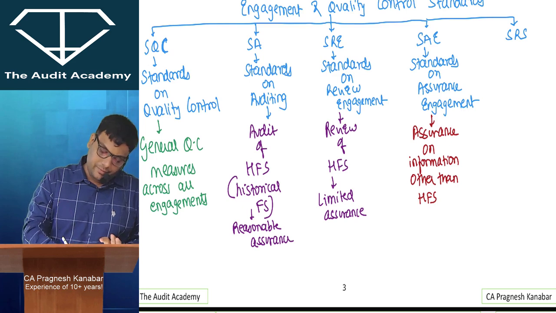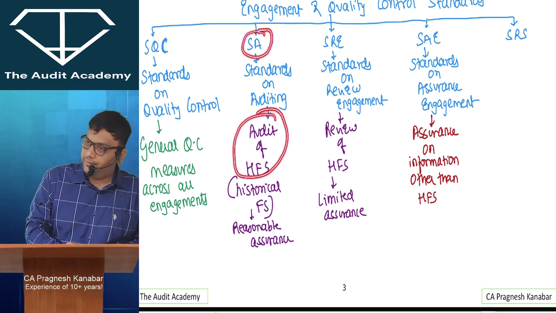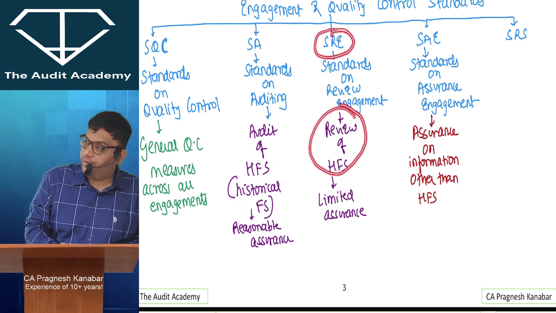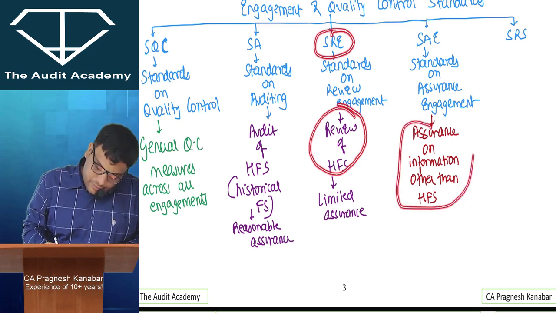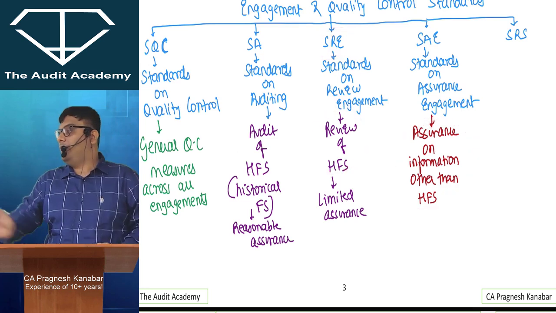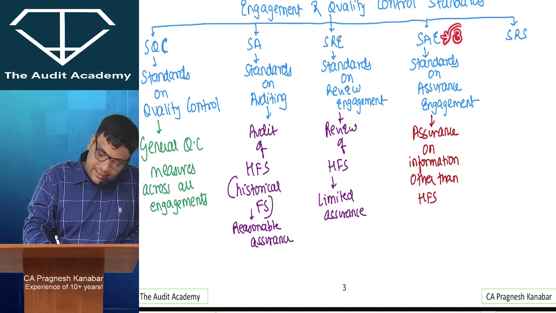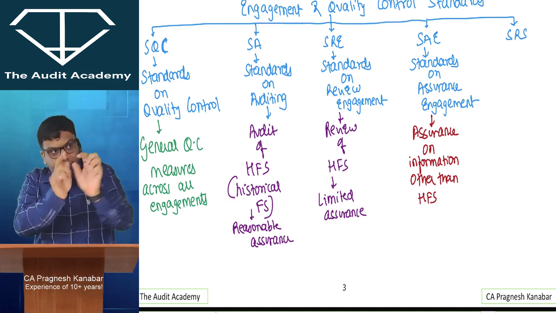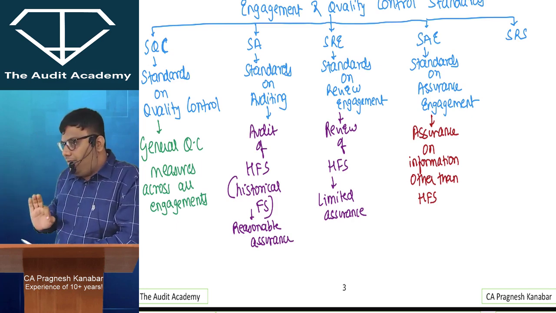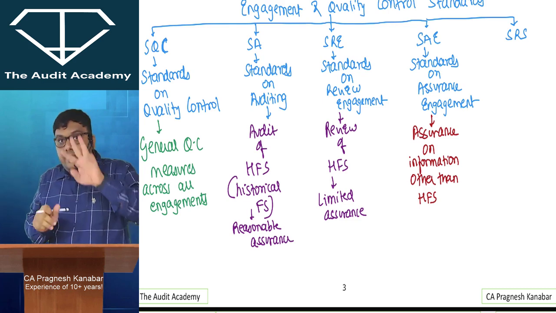Now let me tell you, when I explained SA, I told you what it deals with. When I gave you the explanation for SRE, I told you what it deals with. But for SAE, I told you what it does not deal with: it is not dealing with historical financial statements. Because in SAE there are 3 standards and all 3 are dealing with something different. In all 3 there is one thing common, that the client is giving us some data, we are checking the data, expressing an opinion. But all 3 are different standards.